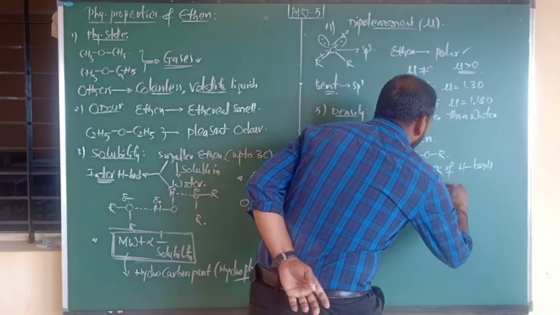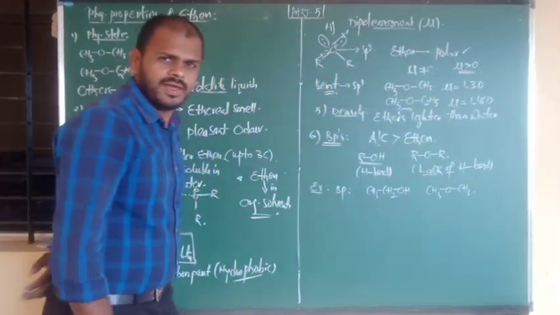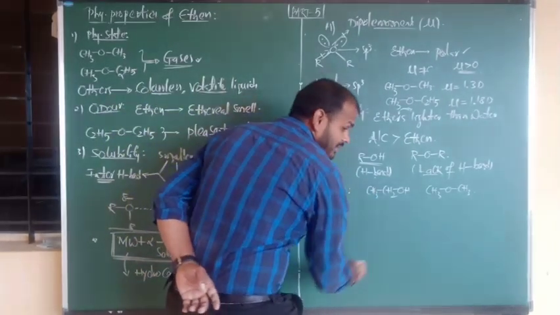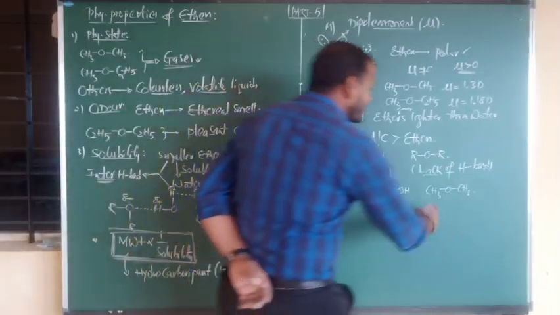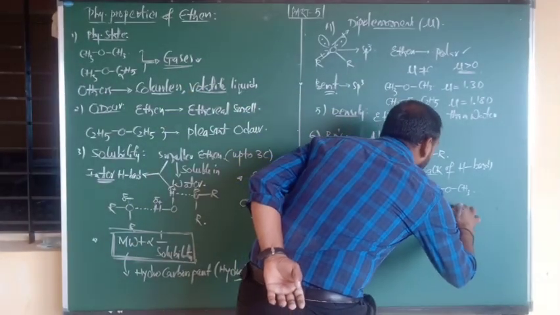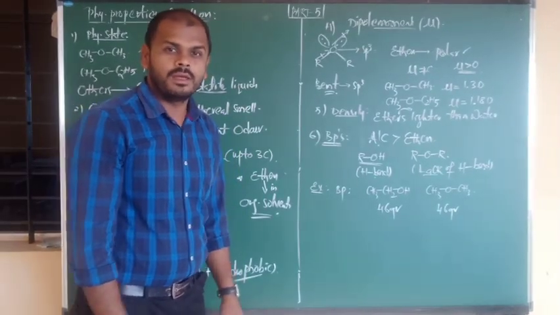That is nothing but CH3 bonded to O, again O bonded to CH3. Tell me one thing, what is the molecular weight of ethyl alcohol? That is nothing but 46 grams. And what is the molecular weight of dimethyl ether? It is also 46 grams. Both have the same molecular weight.